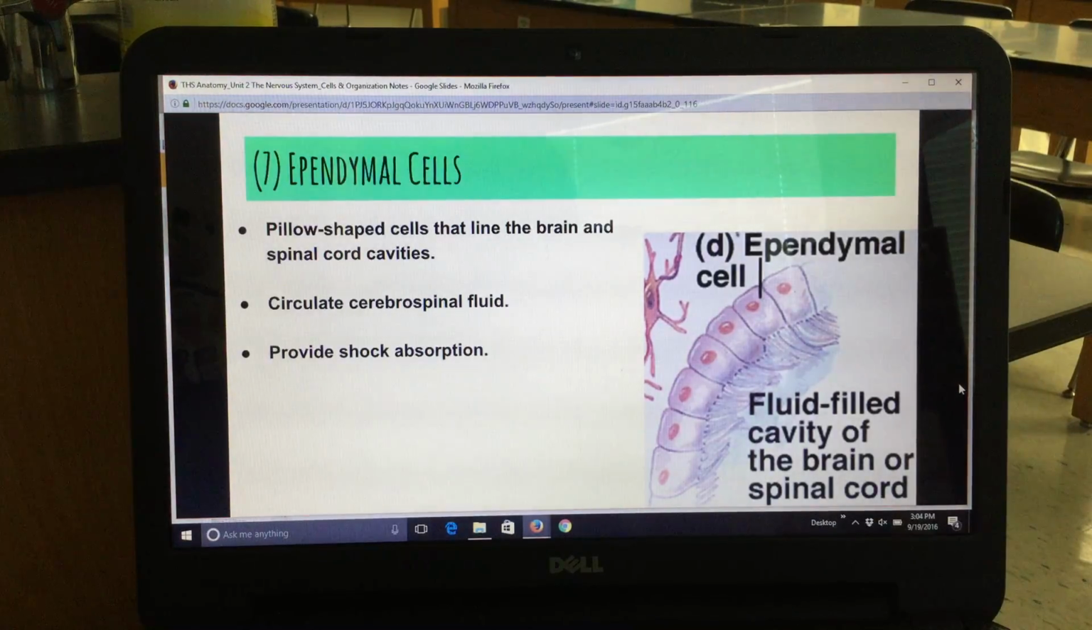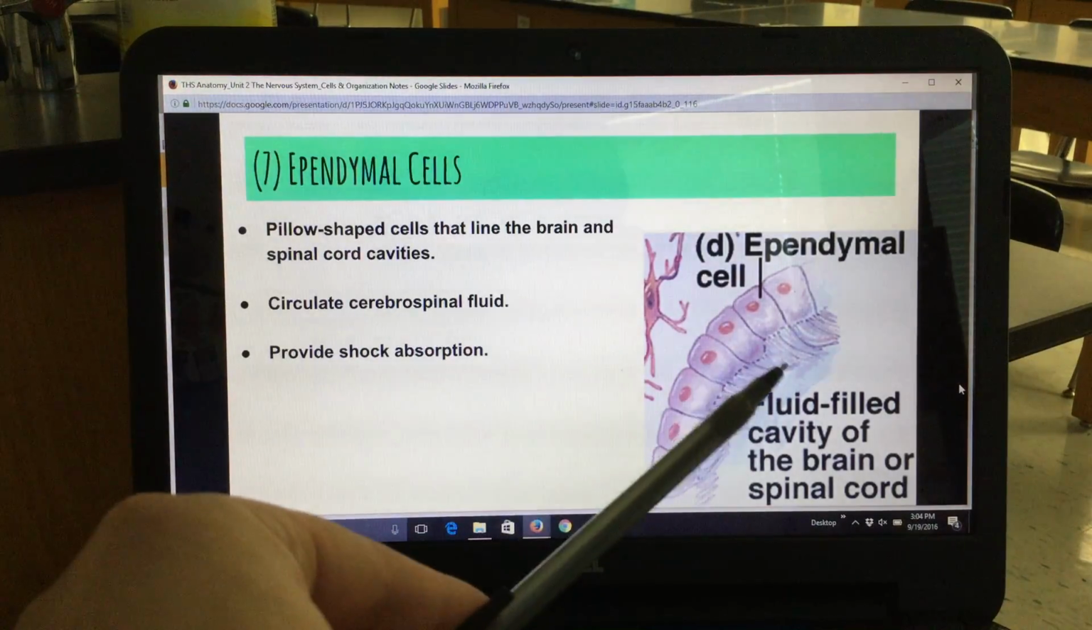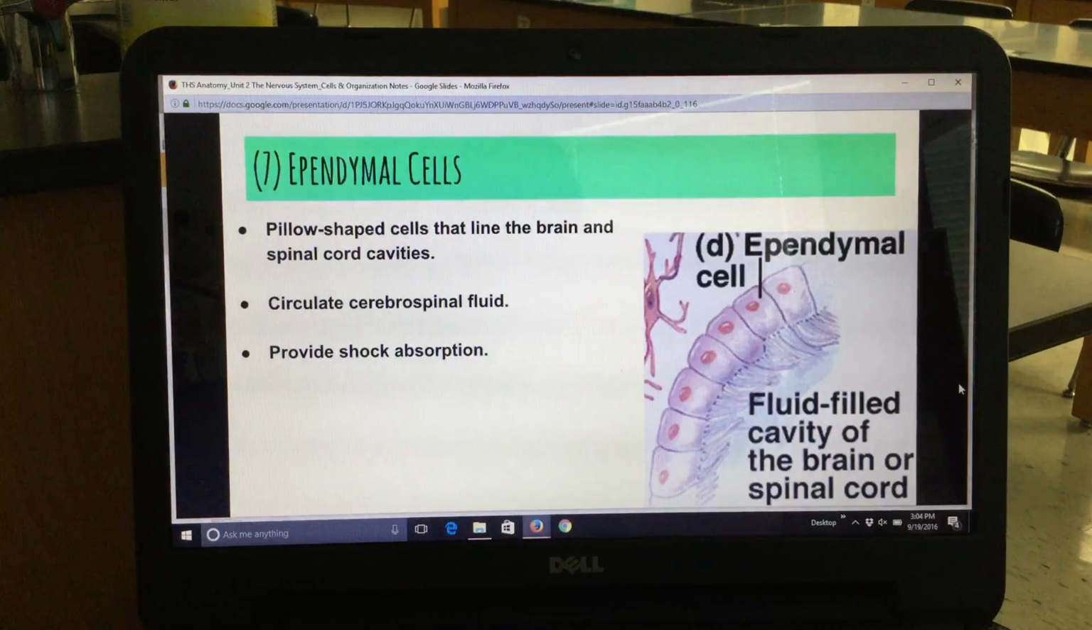Our next type of neuroglia are ependymal cells. They are pillow-shaped cells that line your brain cavity and your spinal cord cavity. So here they are over here, and you can see they kind of look like little squishy pillows with little hairs or fringe on the end. Those little hairs or fringe are used then to circulate cerebrospinal fluid and provide shock absorption. So remember, your spine is surrounded by this nutrient-rich fluid that provides it with vitamins it needs, along with absorbing some shock when we move around and bounce into things.